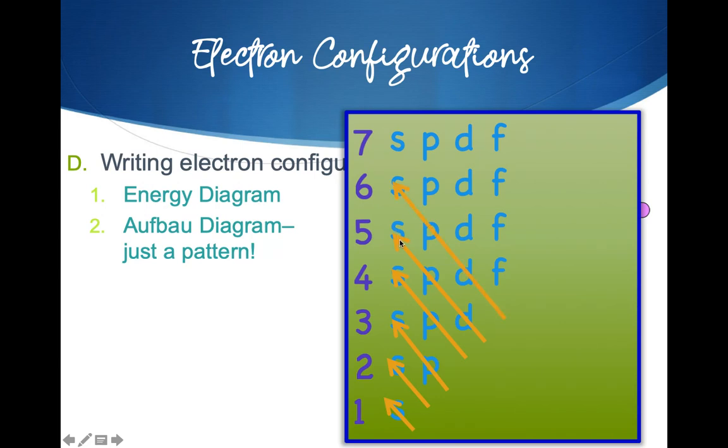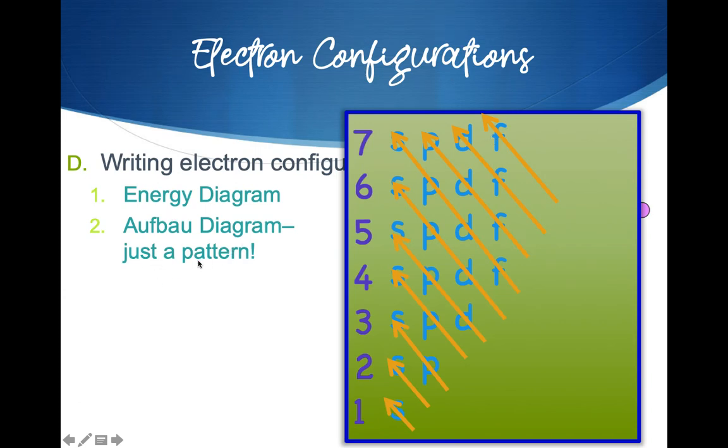After 5S, go back to the bottom of your diagonal. Now it's 4D, then 5P, then 6S. Diagonal again, 4F, 5D, 6P, 7S, and then the diagonal continues. Now, technically, we don't have any elements that have this number of electrons, but the point is that it would just continue as far as we know. Now, maybe eventually we'll have an 8th level or a 9th level or something else, but this is the pattern that we have.